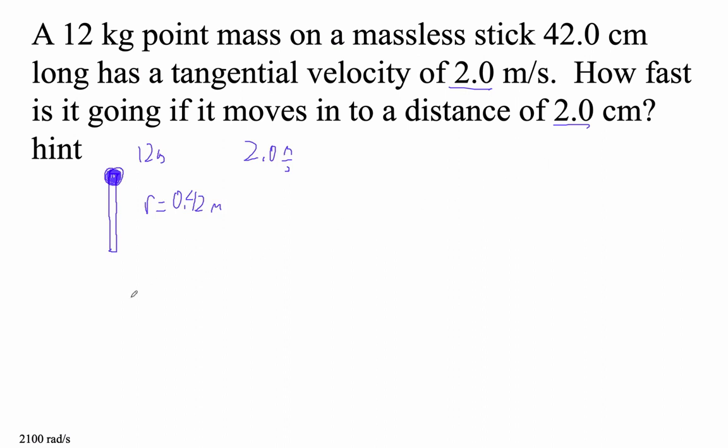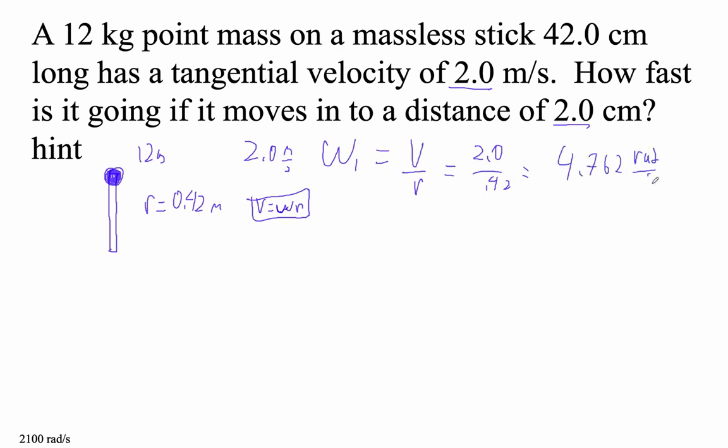I guess what we're going to do is we have its radius and its velocity. Let's find its initial omega 1, which is just v over r. This is a tangential relationship that comes from v is omega r. That's in the data packet. So 2.0 over 0.42, 2 divided by 0.42 is 4.762 roughly, radians per second. It's actually 4.7619 and so on. Okay, so that's our initial one.